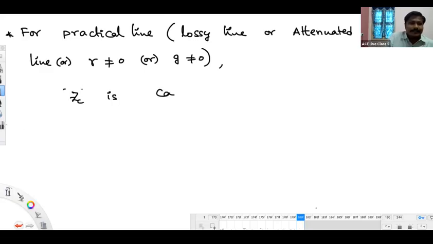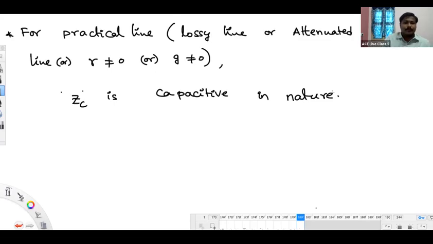Zc is capacitive in nature. The characteristic impedance is capacitive in nature. Zc is capacitive in nature.